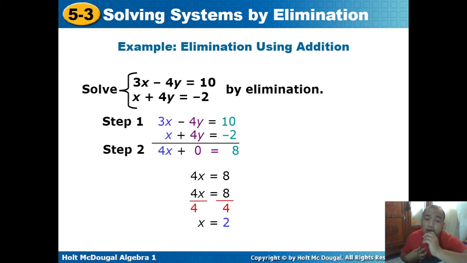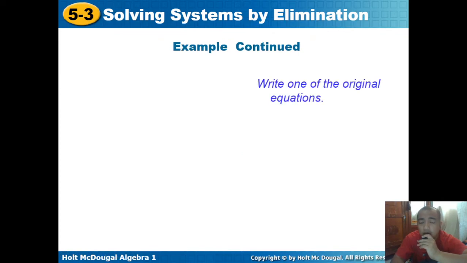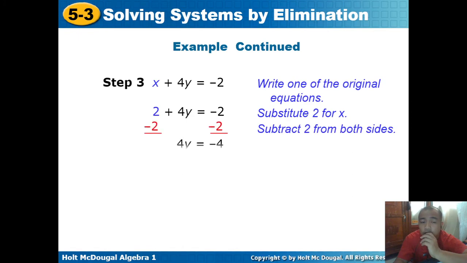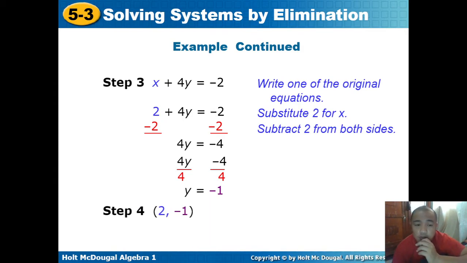Then it's time for us to solve for y by substituting this value of x to equation 1 or 2. You choose only one of the equations to substitute yung x. So write one of the original equations. So x plus 4y equals negative 2. That's actually equation 2. And then substitute x by 2. 2 plus 4y equals negative 2. Subtract 2 from both sides. 4y equals negative 4. Divide both sides by 4. Y equals negative 1. So therefore the solution is 2, negative 1.